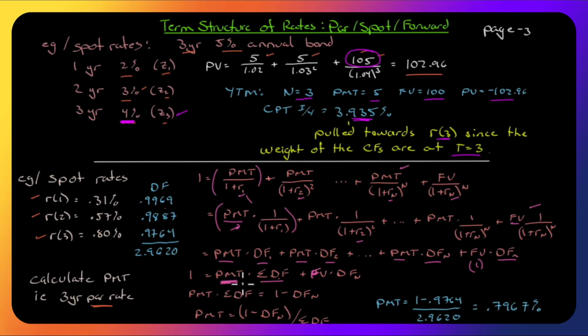We're trying to isolate payment. So let's take all of this and bring it to the other side, and since we know FV is 1, we can get rid of that. Payment times the sum of the discount factors is 1 minus DFN, and then divide through by the sum of the discount factors: 1 minus DFN over the sum of the discount factors. Let's see if that works. So 1 minus, there's our last discount factor, 0.9764, divided by the sum of the discount factors. There's your par rate. That is the easiest way to calculate a par rate.